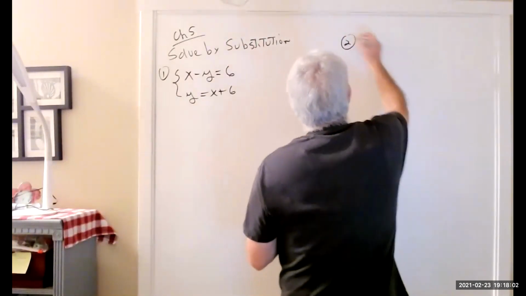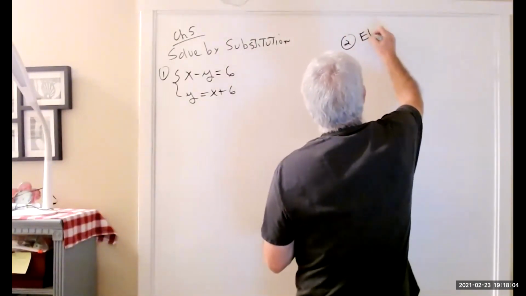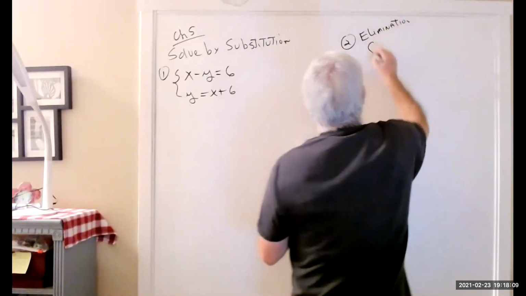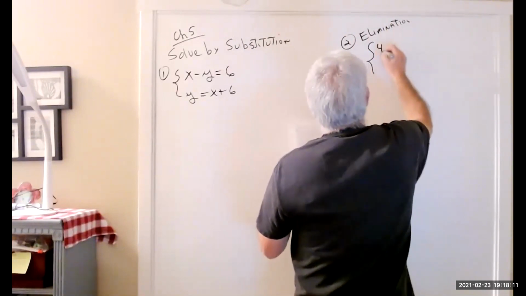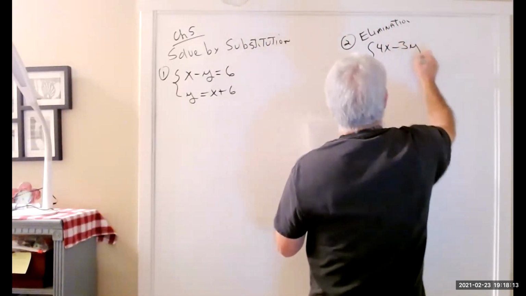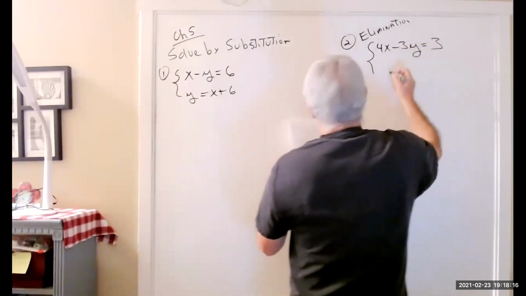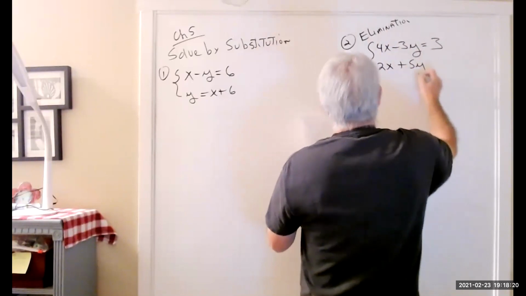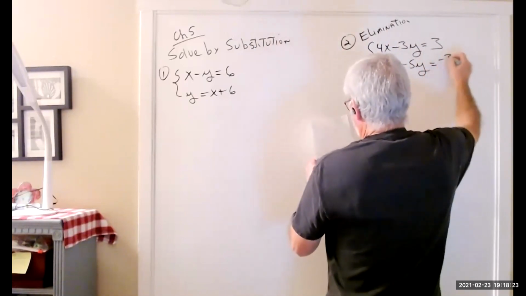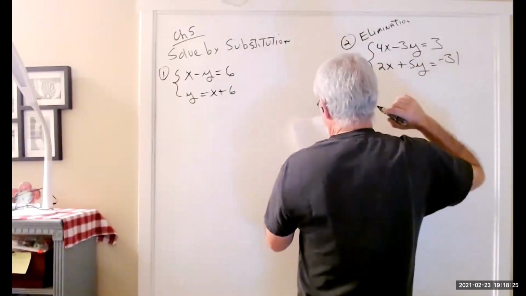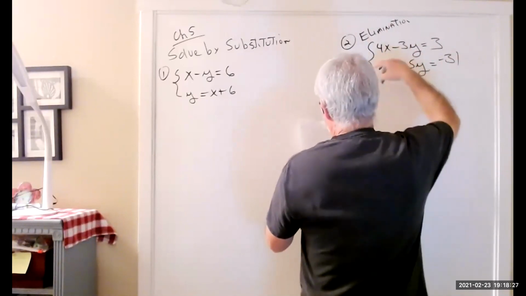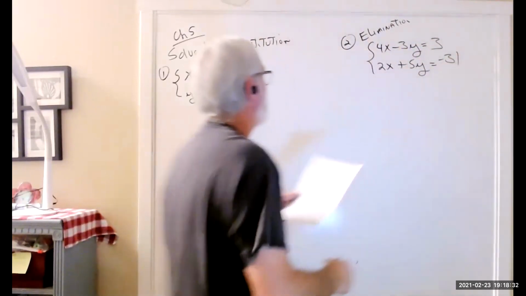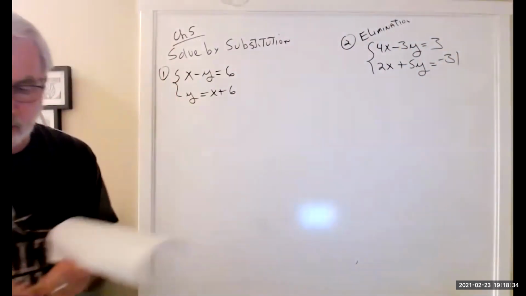And problem number 2, I want you to use elimination to solve this problem. 4x minus 3y equals 3 and 2x plus 5y equals negative 31. Is that right? God, I hope it is. 4x minus 3y equals 3, 2x plus 5y equals negative 31. So I'll pause while you guys work on that.